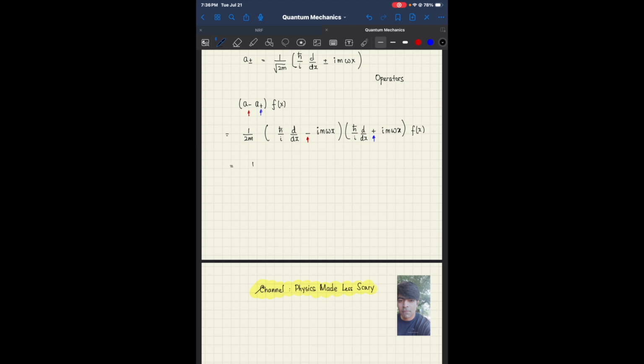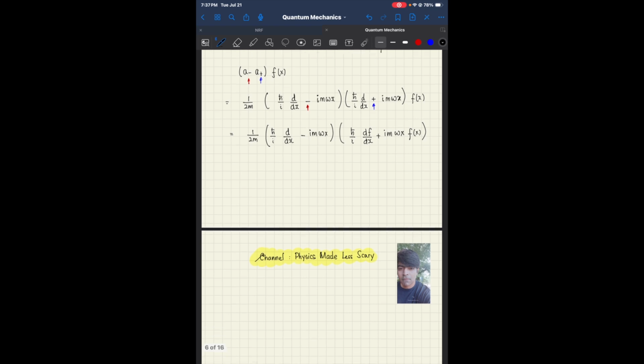This is equal to 1 by 2m (ħ/i d/dx minus i mω x) acting on this whole stuff, (ħ/i d/dx plus i mω x) times f(x), right? Okay.